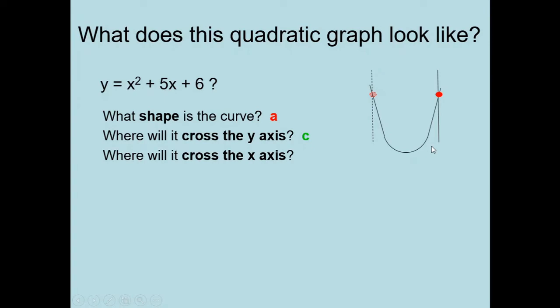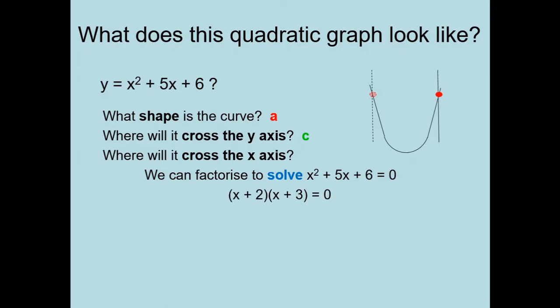So where will it cross the x-axis? If I solve this quadratic here, when I set it equal to 0, I can solve it by the formula, by factorizing, or by completing the square and rearranging. I tried factorizing because I know two numbers that multiply to make 6 and add to make 5 are 2 and 3. So my two solutions for x: what will make this bracket equal to 0? -2. And what will make that equal to 0? -3. So I've got two real roots, and I know what they are, -2 and -3.